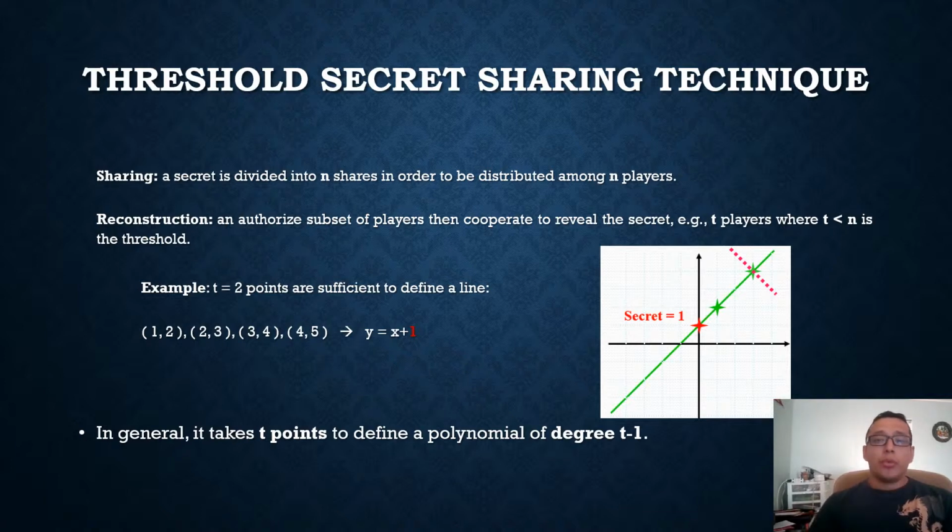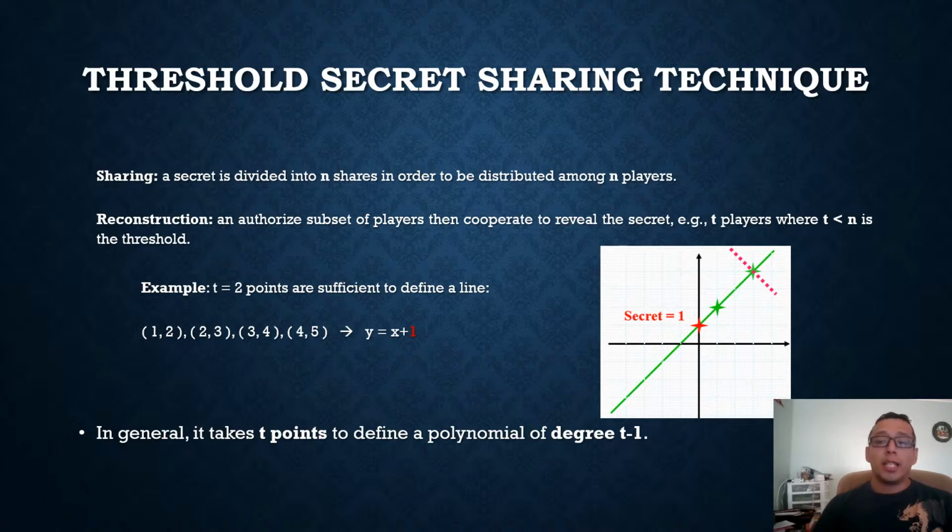Okay, we have here the threshold secret sharing technique. It refers to a method for distributing a secret among a group of participants, each of whom is allocated a share of the secret. So it has two phases. The sharing phase is when a secret is divided into n shares in order to be distributed among n players. And the reconstruction is when an authorized subset or authorized structure of players then cooperate to reveal the secret. T players, where T is less than n, is the threshold.